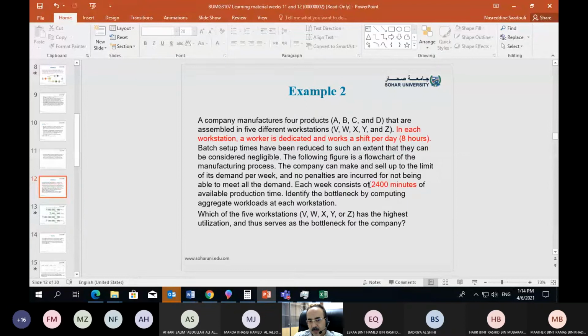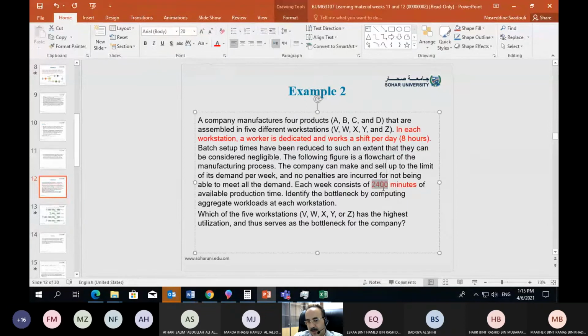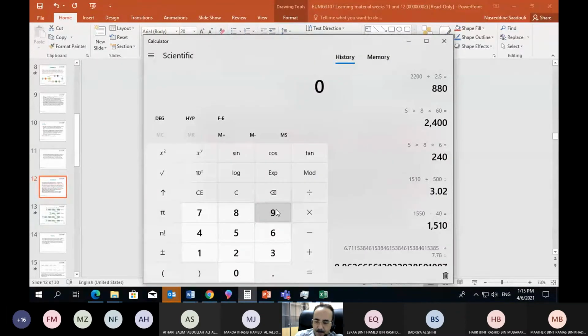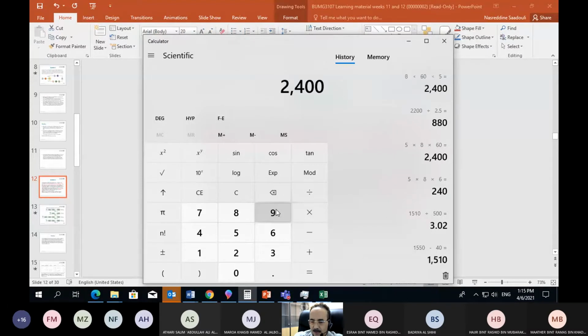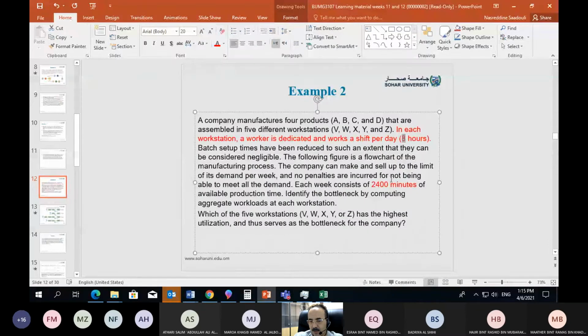Each week consists of 2,400 minutes. Well, where did this come from? Okay, well, it's simply 8 hours, 60 minutes per hour, 5 days per week. That's where the 2,400 comes from. So 2,400 minutes is like 8 hours per shift, 5 days per week.